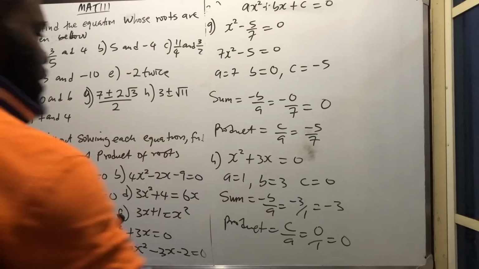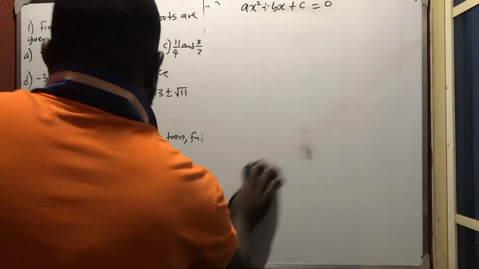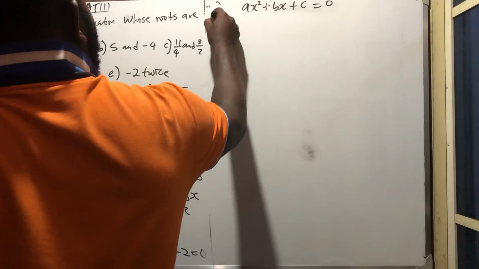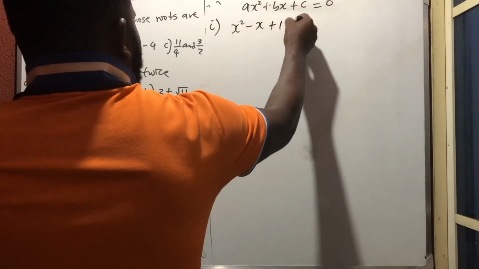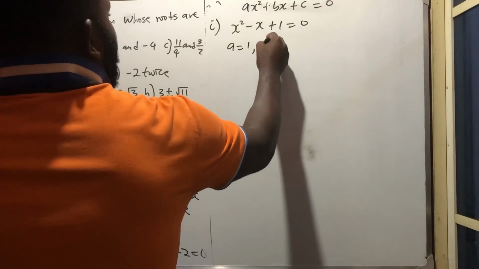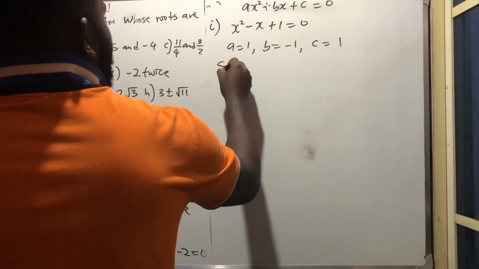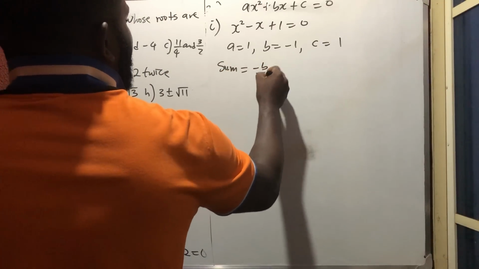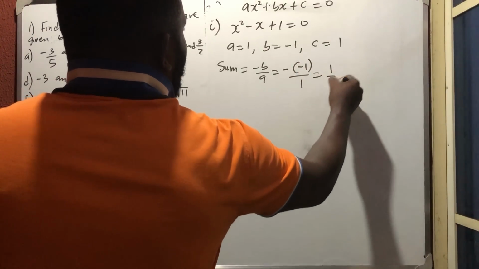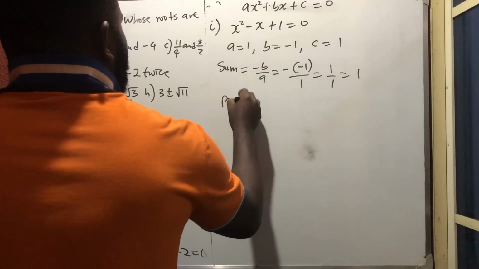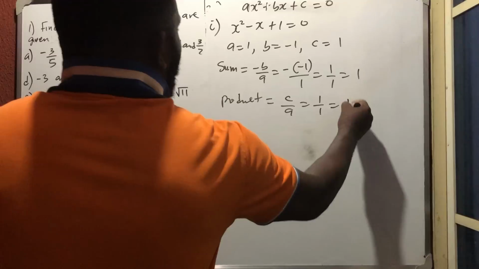So the next one, the last but not the least, is I and J. I said they gave me x squared minus x plus 1 equal to 0. So my a is 1, my b is minus 1, and my c is 1. So the sum is simply minus b over a, which is minus minus 1 over 1, which is 1 over 1, which is 1. So the product is c over a, which is 1 divided by 1, which is 1.